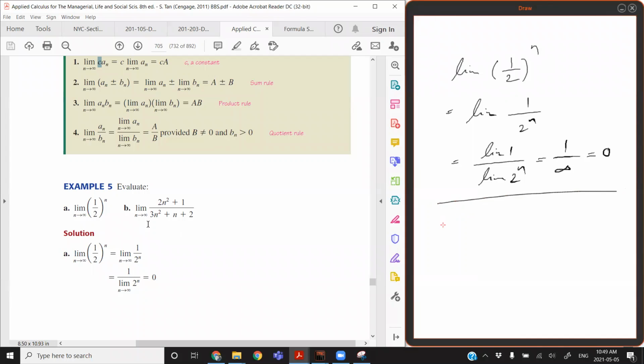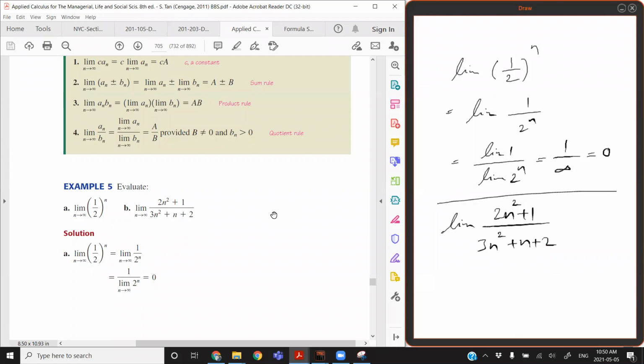Part B, the limit of (2n squared plus 1) over (3n squared plus n plus 2). So I can break this into the limit of this term plus the limit of this term, over the limit of this one plus this one plus this one.